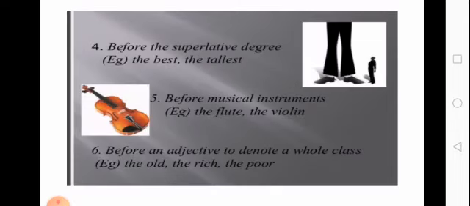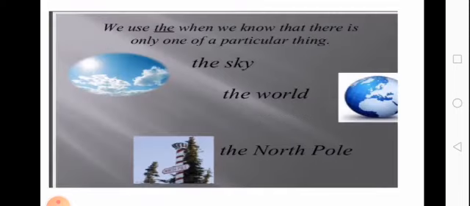Before the superlative degree, the best, the tallest. Before musical instrument, the flute, the violin. Before an adjective to denote a whole class, the old, the rich, the poor. It gives more speciality to these things, okay? Focus on this. We use the when we know that there is only one of a particular thing, the sky, the world, the North Pole. I told you, okay?